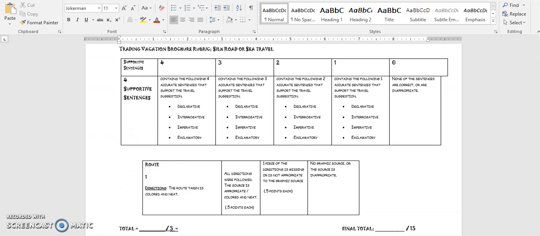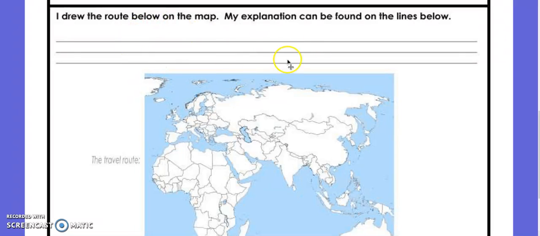Finally, you need to draw the route that you took. You're going to make sure that it's colored and it's neat, and you should also have the explanation as to why you took the route on this map below. You're coming from Europe and around Portugal and going to Asia. Did you take a foot route or did you take a sea route?